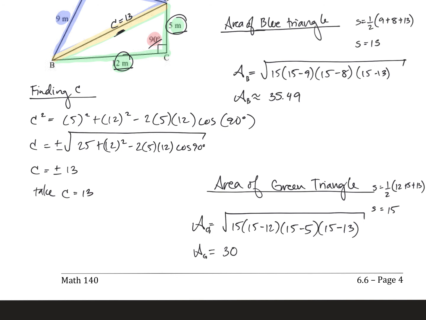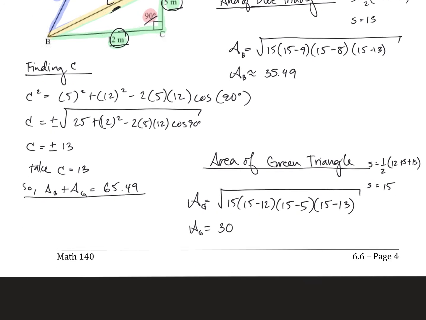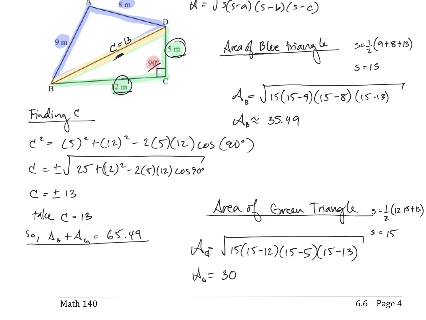Alright, so adding them together, we're going to have AB plus AG, the two areas together, which is 35.49 plus 30, so that'll be 65.49. Then our answer would be: the area is 65.49, right there.